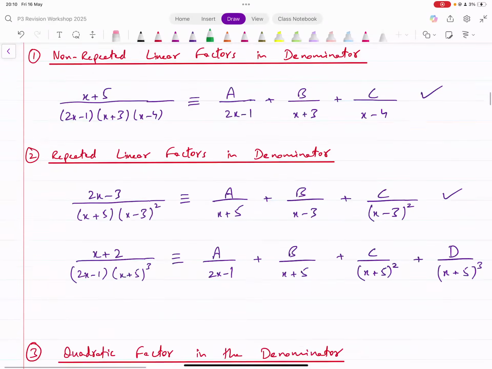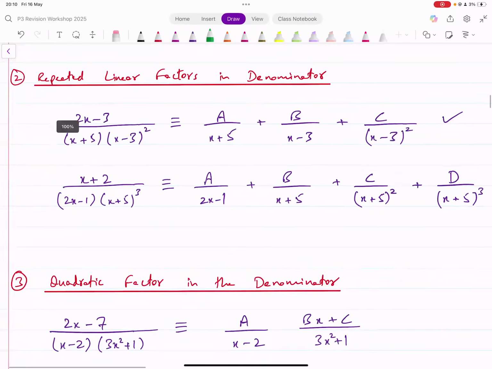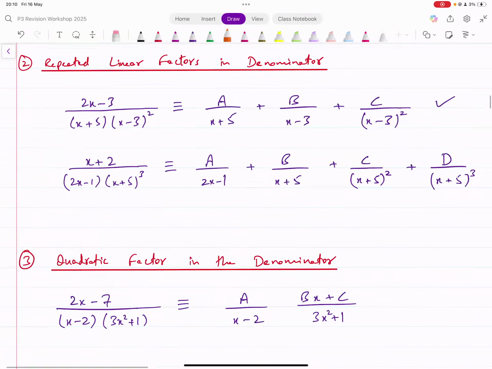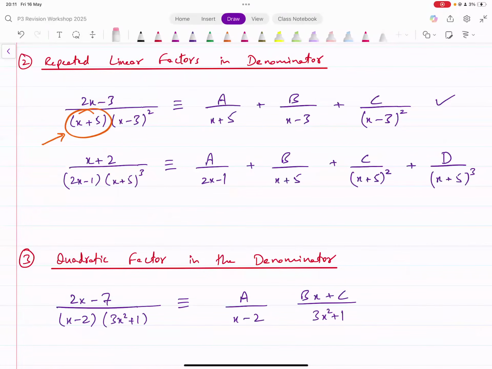When we have repeated linear factors in the denominator, what happens in this case is, for any non-repeated linear factor that's appearing, for that we will just do a over x plus 5. But this is x minus 3 whole squared. We call this a repeated linear factor.